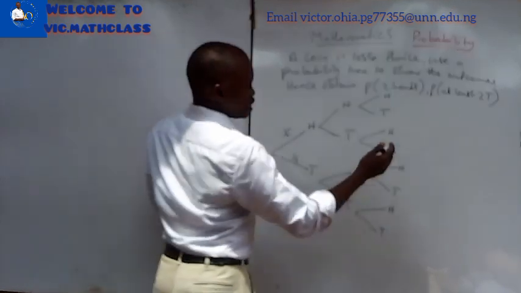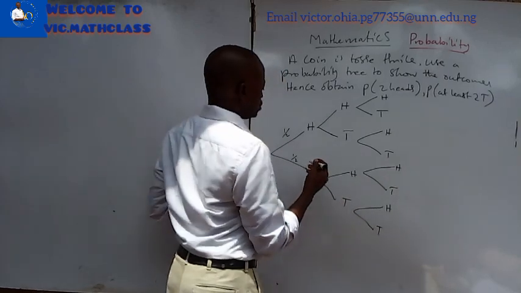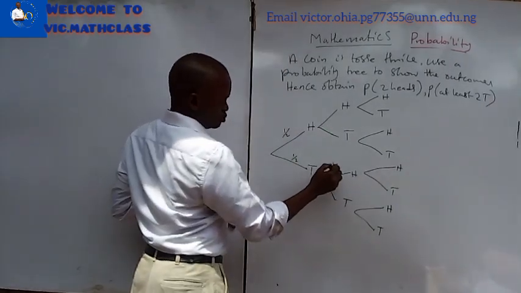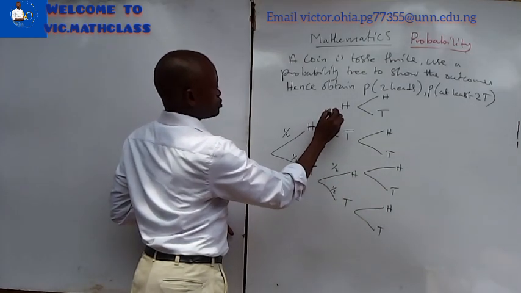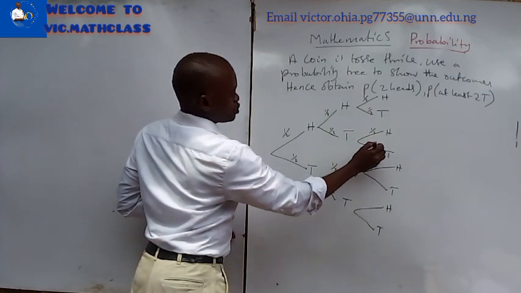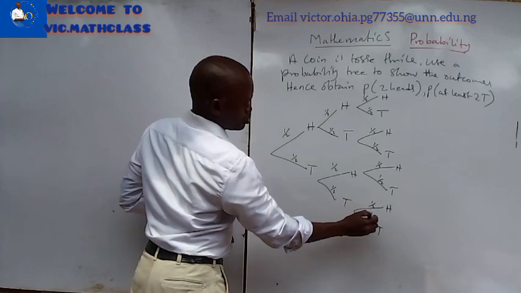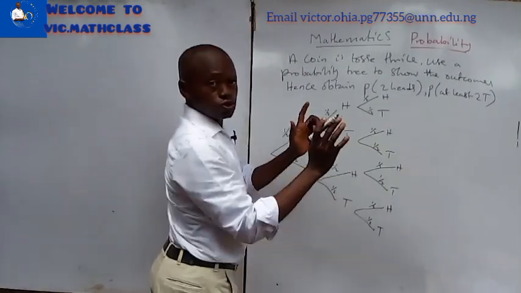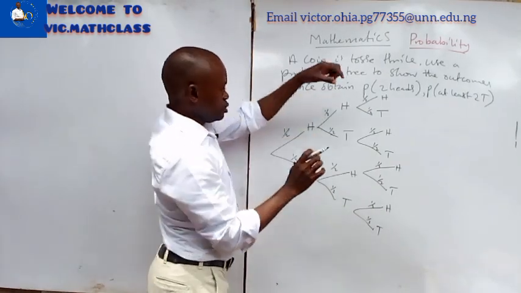Okay, let's get the sample space. Now, observe, watch me the way I'm going to do it. All these branches will be 1/2, 1/2, 1/2. Now, watch the way I'm going to get the sample space. Please follow me. Observe it carefully.